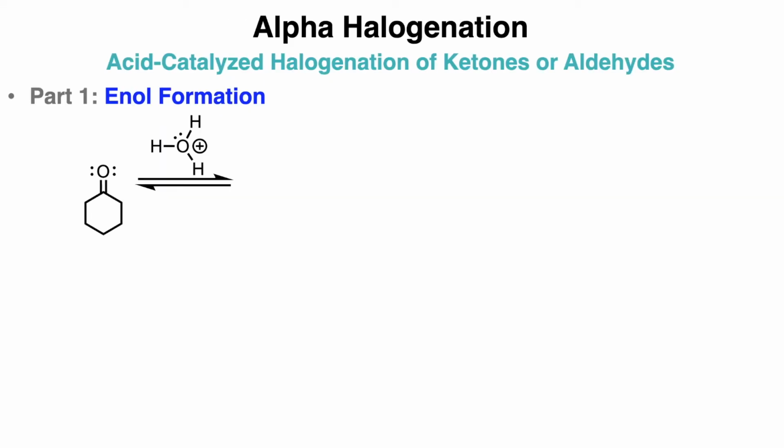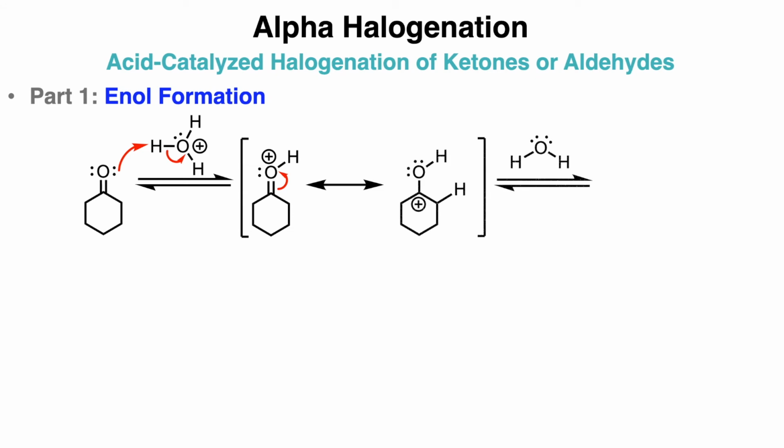Under acid-catalyzed conditions, aldehydes and ketones can undergo halogenation at the alpha position. This reaction can work with Cl2, Br2, and I2, but not F2. The first part of the mechanism starts with the enol formation, where the carbonyl oxygen gets protonated by the acid to form a resonance stabilized intermediate. Then the alpha hydrogen is deprotonated by water to form the enol.